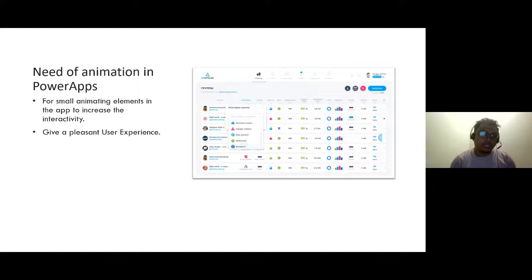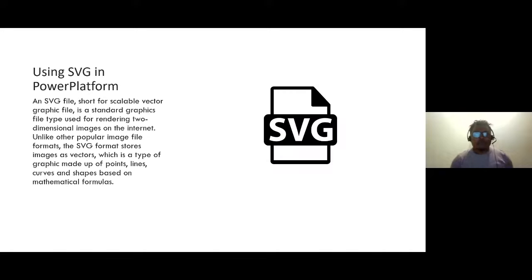So to increase the interactivity as well as to give a pleasant user experience, we can use animation in Power Platform. In the demo, I'll show you some of the elements that we can use for animation. Apart from that, to apply animation, we can use SVGs in Power Platform, because it's a scalable vector graphic that we can put in the Power Platform, and there are different scalable values that we can increase or decrease to give an animation effect.